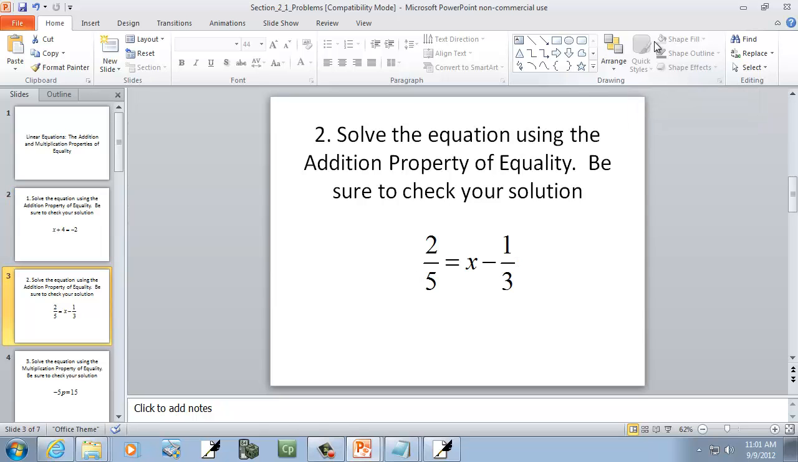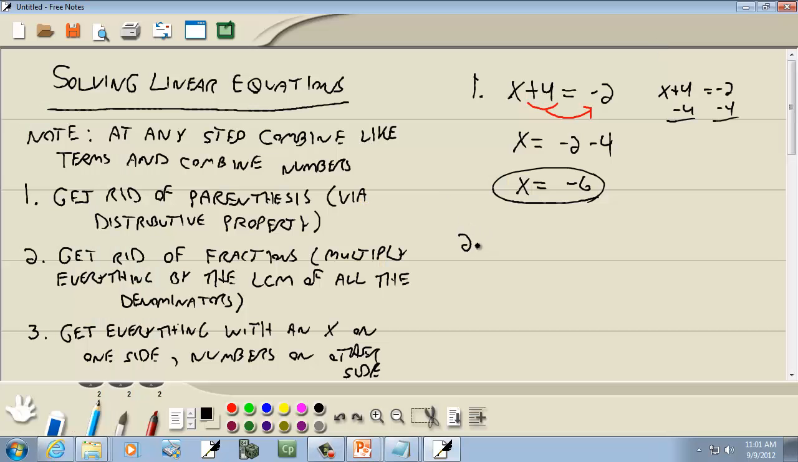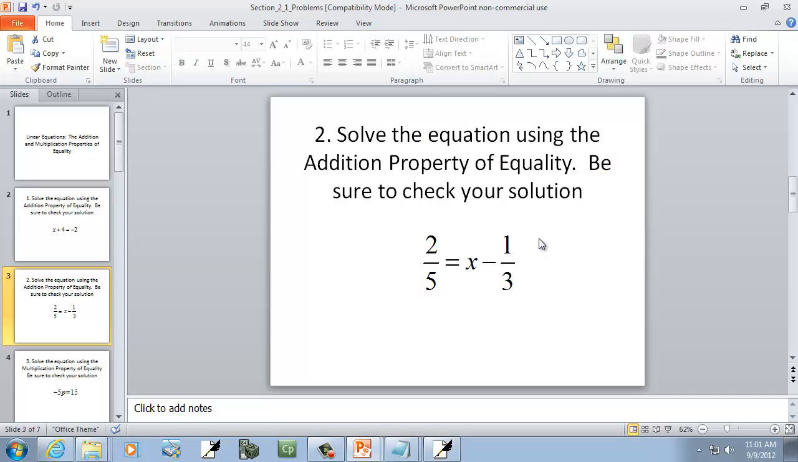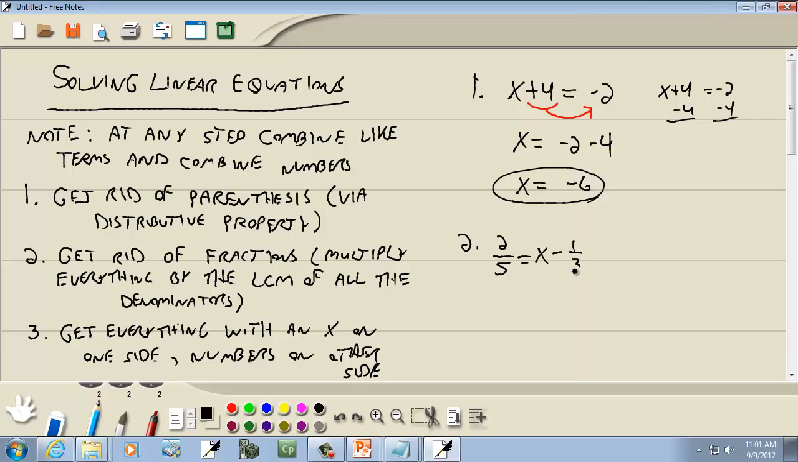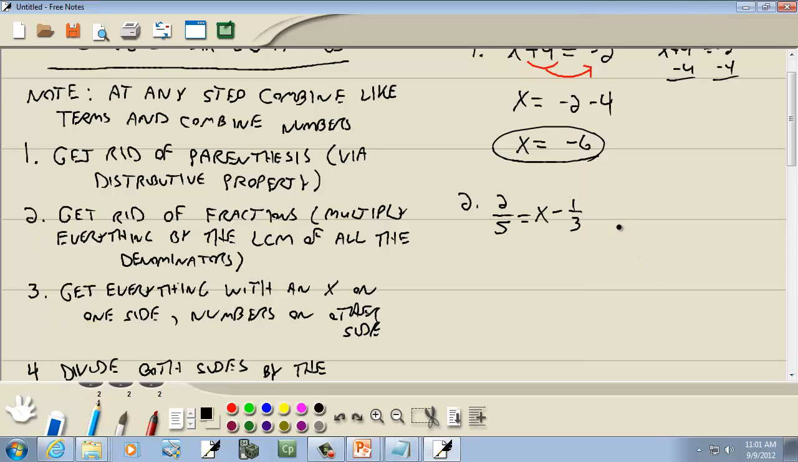Let's look at our next problem. Got 2/5 equals x minus 1/3. This one's got a shortcut, but I'm going to ignore it. First step, get rid of parentheses. Don't have any. Second step, get rid of fractions. I do have fractions. It says multiply everything by the LCM of all your denominators. Well, for our LCM, this one's kind of boring. If I take a look at my denominators, I got 5 and 3. If I do the prime factorization of each one, 5 is already prime, 3 is already prime.